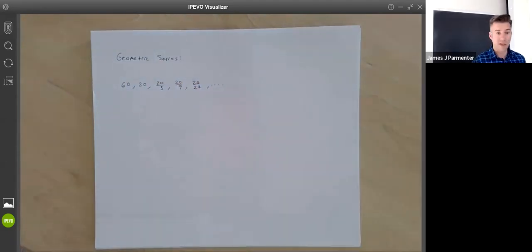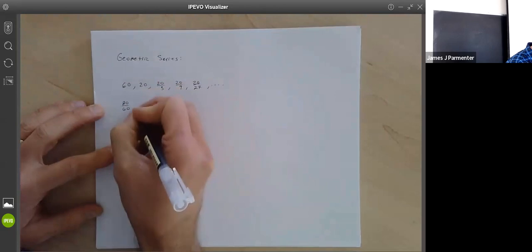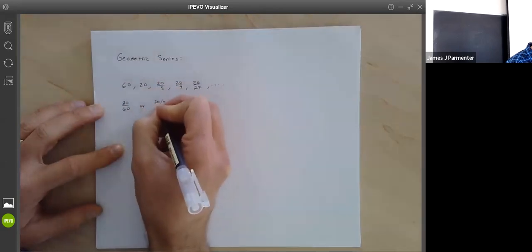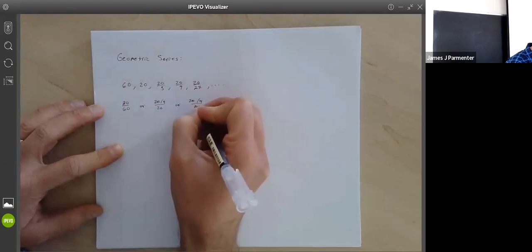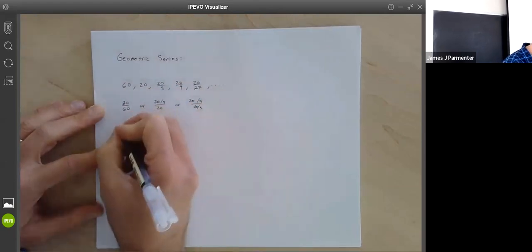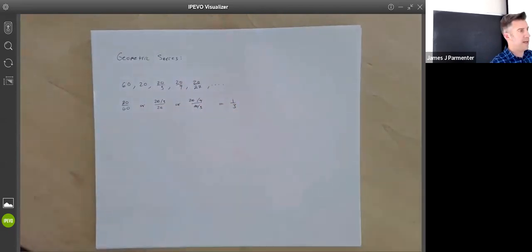Let's say we had the following geometric series. I don't know, 60, 20, 20 over 3, 20 over 9, 20 over 27, etc. And certainly one way you can identify the ratio for a geometric series is by taking the next term divided by the previous term. So we can see 20 divided by 60, or 20/3 divided by 20, or 20/9 divided by 20/3. Each of these is equal to 1/3. And that pattern continues forever and ever because the ratio is 1/3.